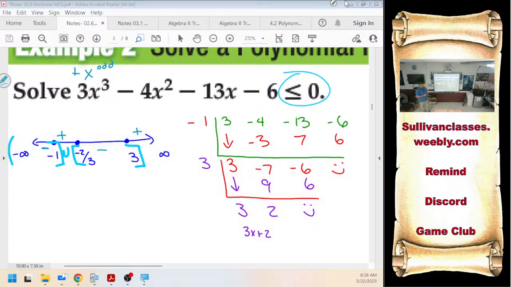You sure? Okay. So I would write my final answer, negative infinity to -1, parenthesis, bracket, union, bracket, -2/3 to 3, bracket. How does this change if I say less than 0 instead of less than or equal to?